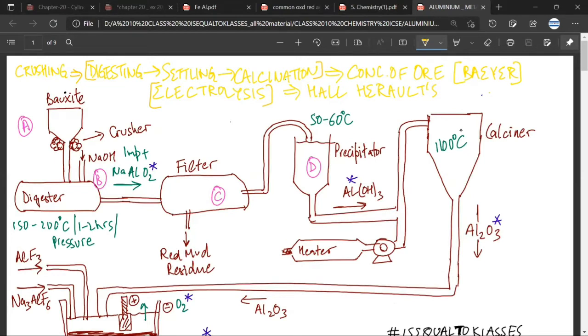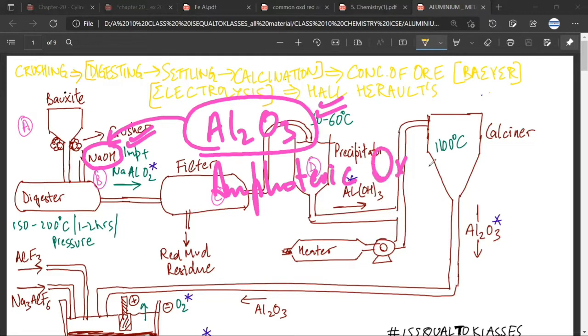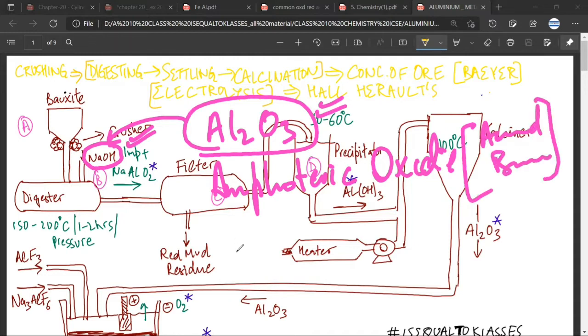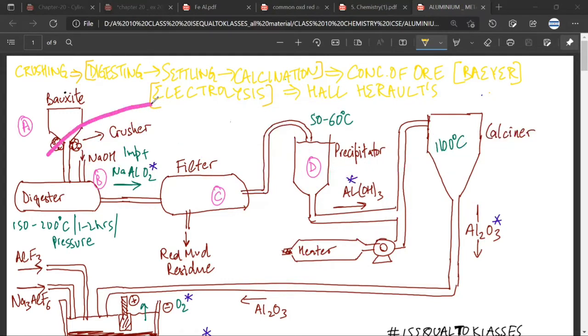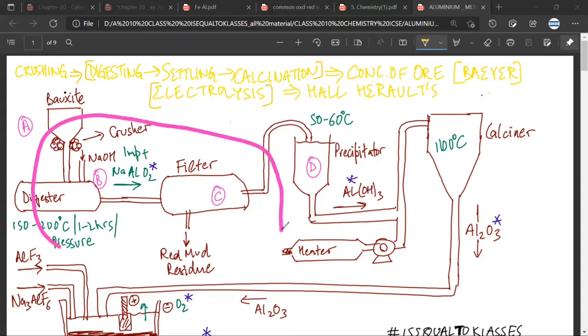Now, when NaOH is added, what happens is that the Al2O3 part of the bauxite is soluble in NaOH for a simple reason, that it is an amphoteric oxide. Amphoteric oxides, we know, react with both acids as well as bases. But the other two, which are oxides of iron and silica, don't react with NaOH. That is why in these initial stages, I'll mark it like this, you will be taking out these impurities from the bauxite due to the difference in chemical nature of the oxides of aluminium, iron, and silica.